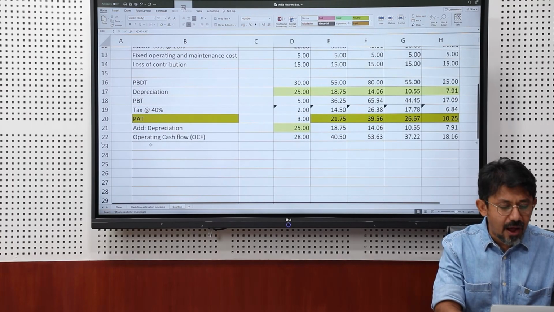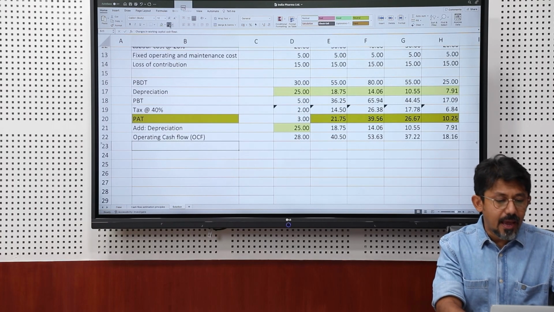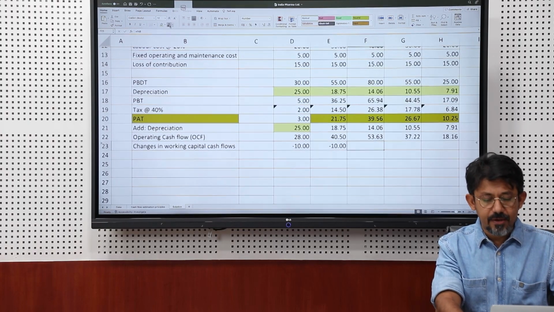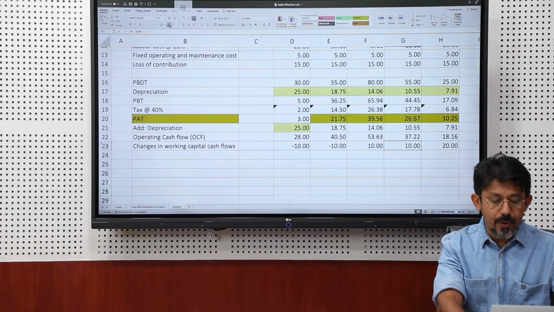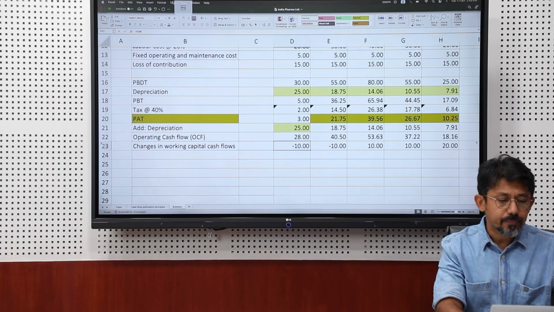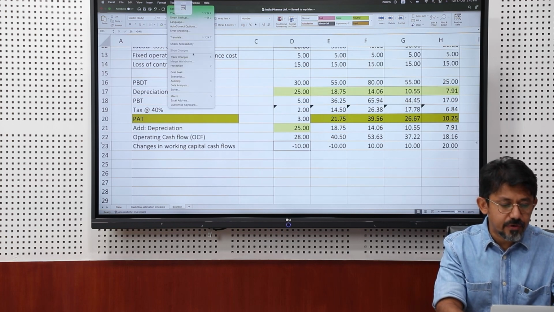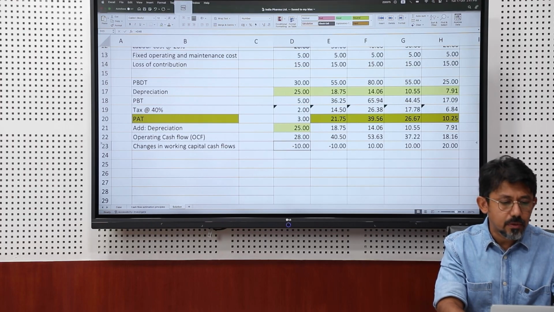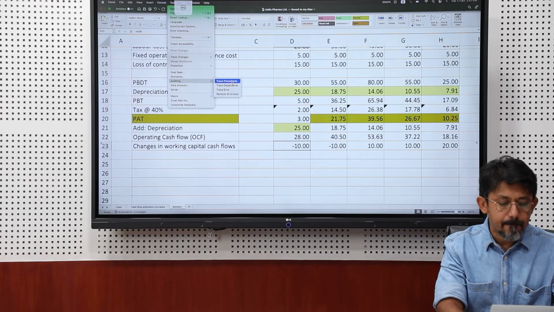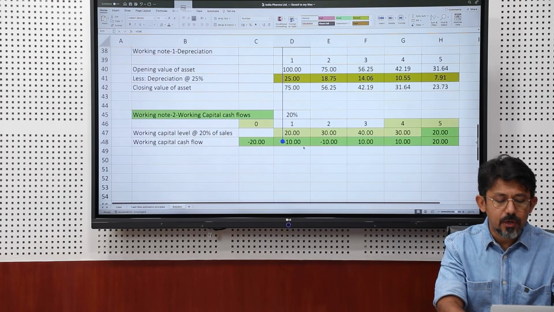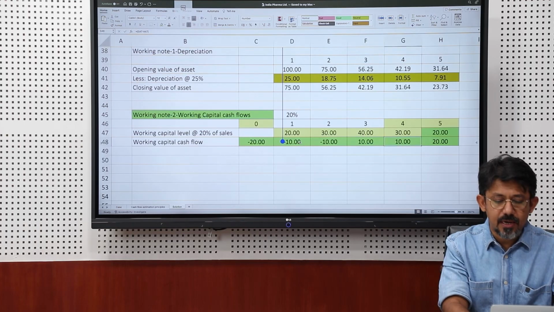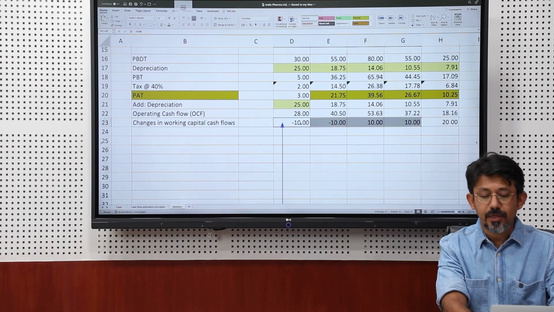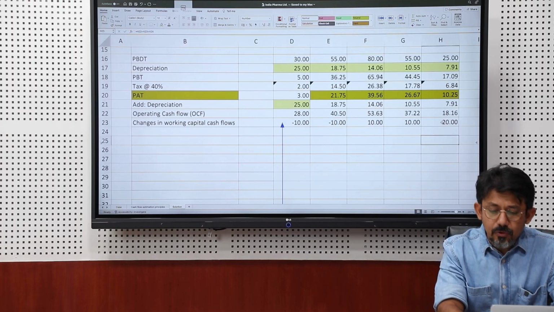What I do is, after my operating cash flows, I write changes in working capital as 10, negative 10, negative 10, positive 10, 10 and 20. And if you look at the cell reference, all of this cell reference is from the working note. Yeah. So, the working note, this minus 10, minus 10, 10, 10 and 20 leads you to your changes in working capital as a cell over here, right. I will come back to this point now.